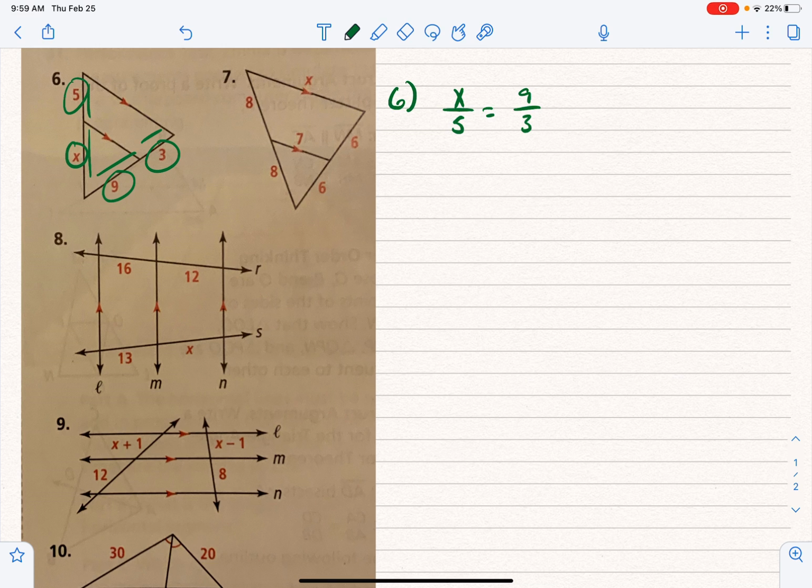And so we can say x times 3 is equal to 9 times 5, so it gives me 3x is equal to 45, so therefore x is 15.